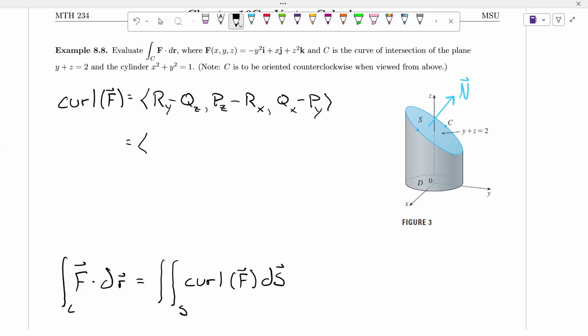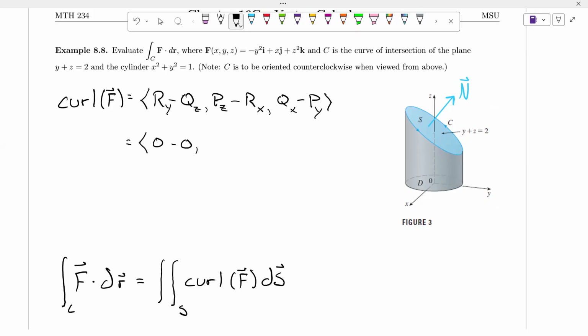So I get something fancy. Let's go figure out what that should be. We have our partial y. So z squared partial y is 0. Q, z, x partial z is also 0. So nothing in that first component.